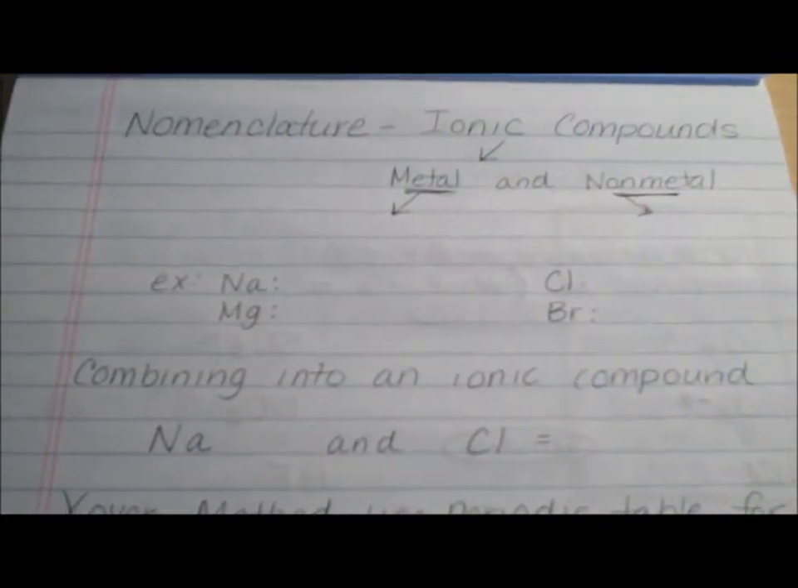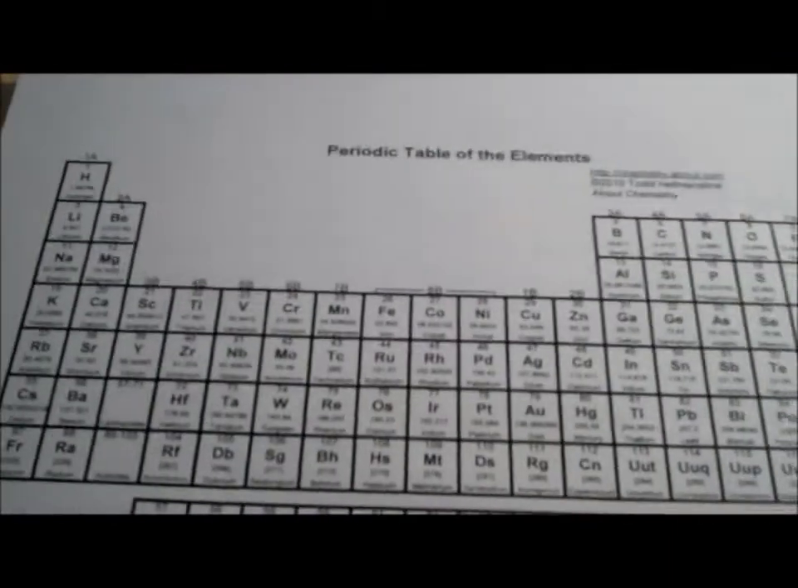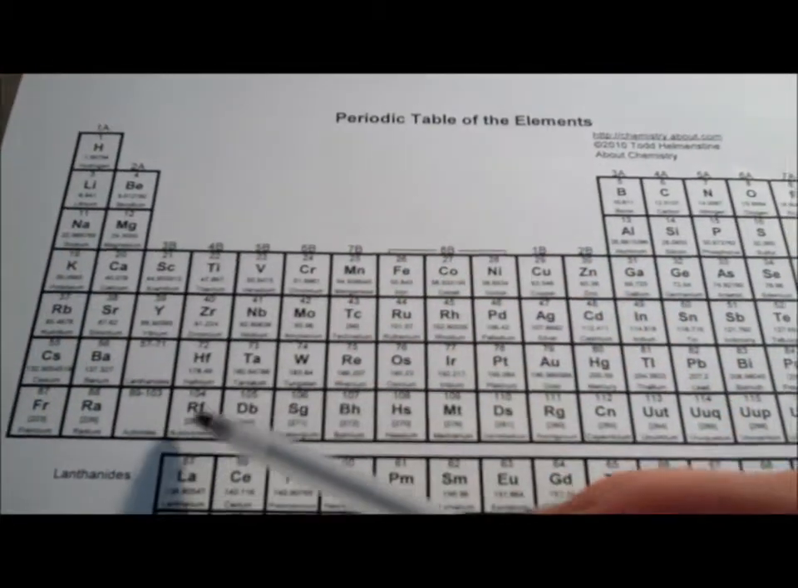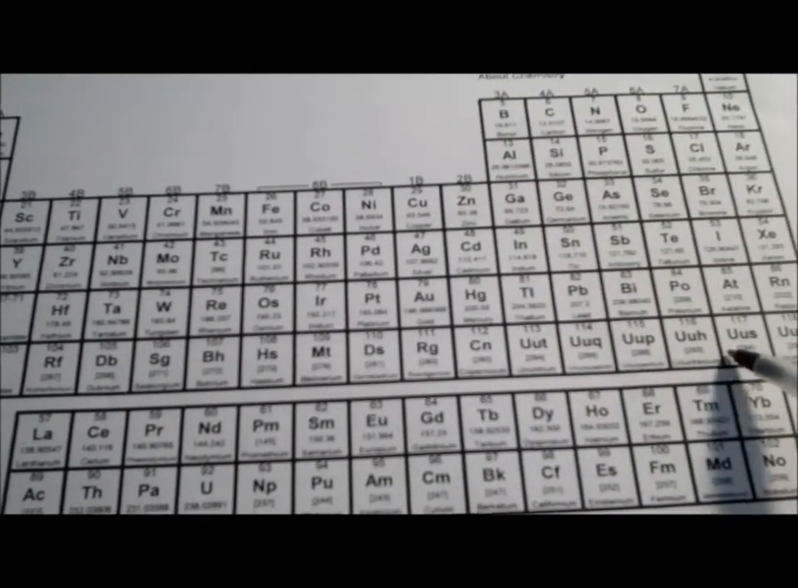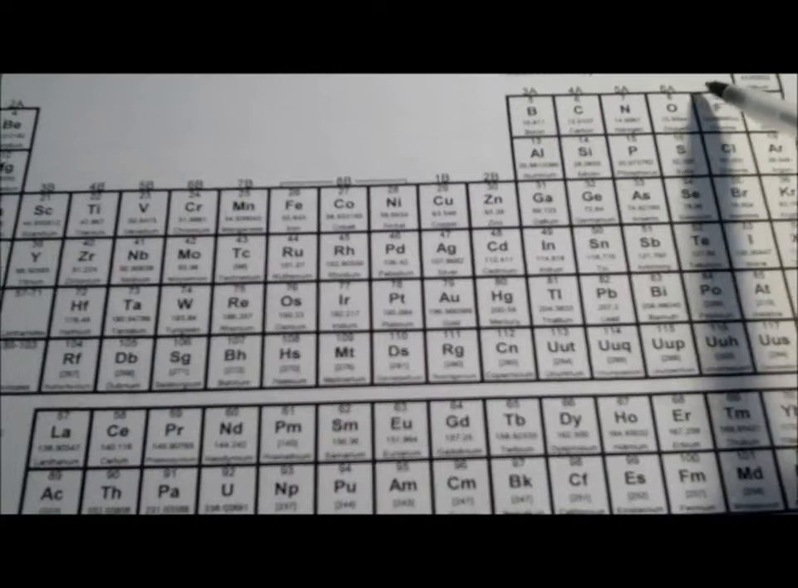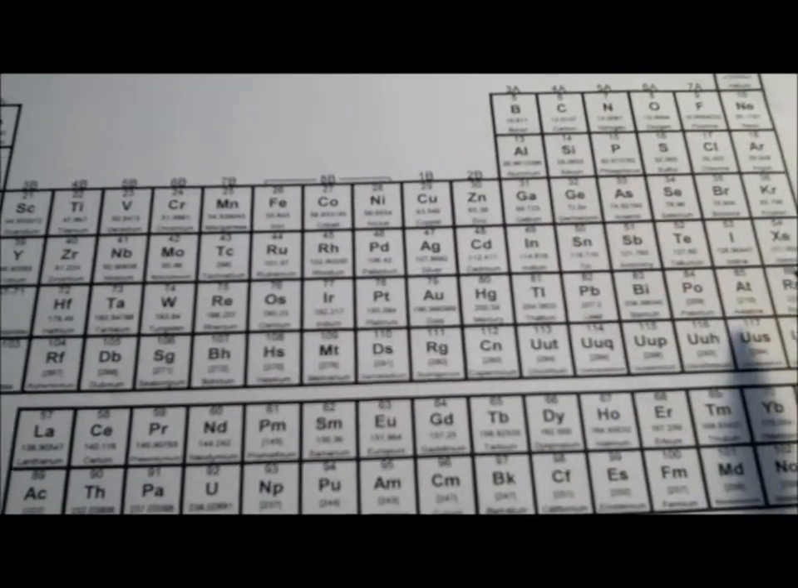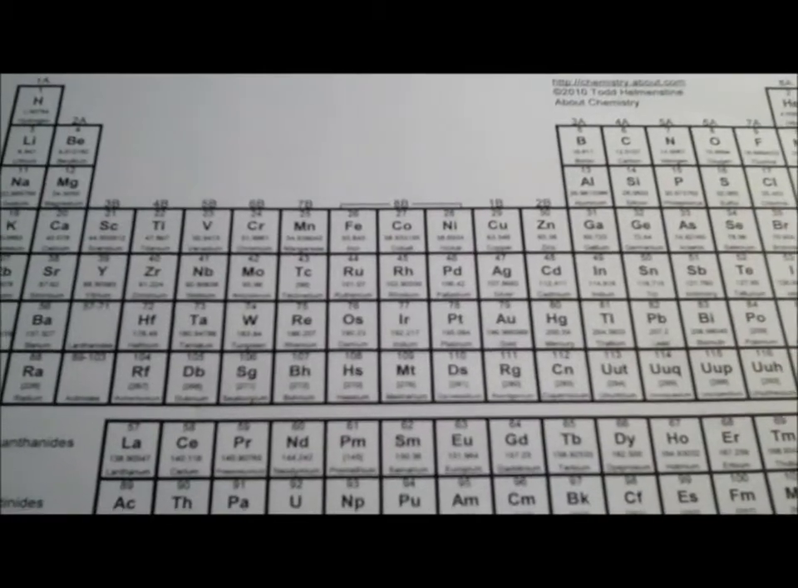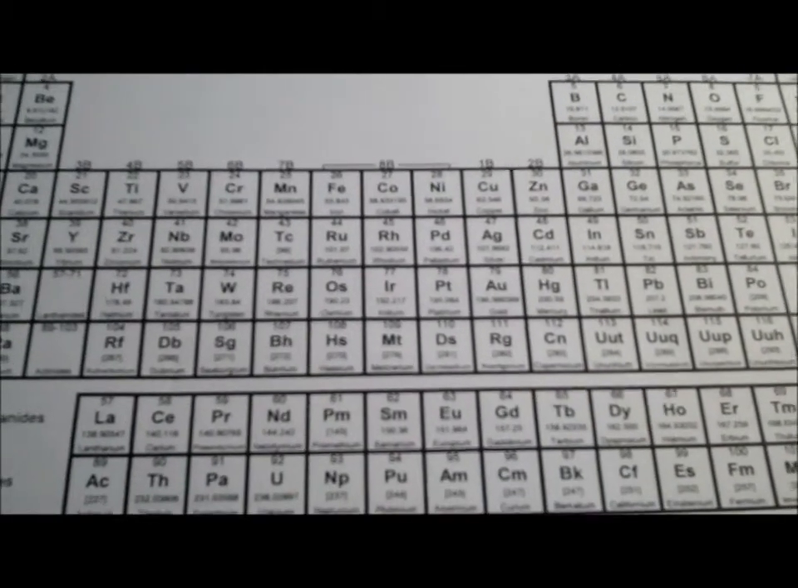Now, you can see on the periodic table that it's mostly made out of metals. We have our metals here, our transition metals here, our inner transition metals, and then we have our other metals and metalloids. Our nonmetals are located right on this side of the periodic table. Now, for nomenclature, you will need a periodic table.